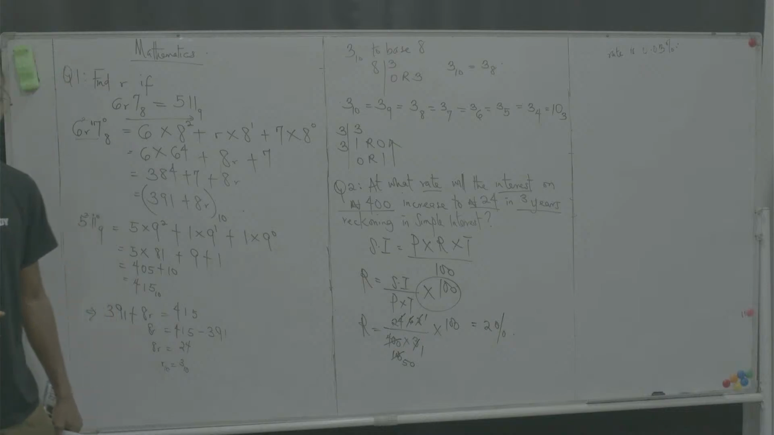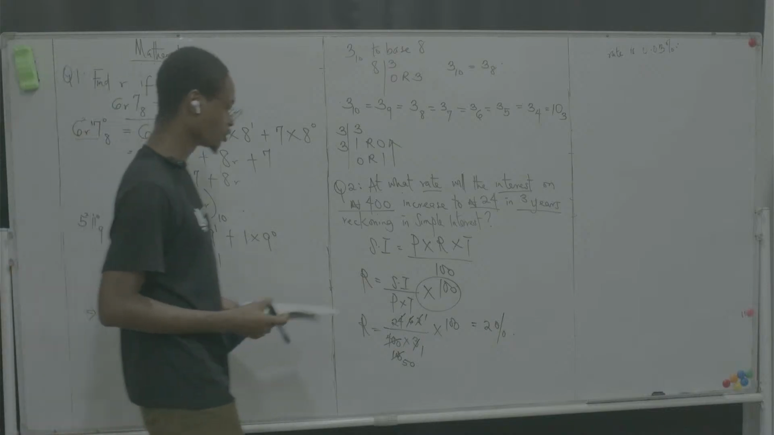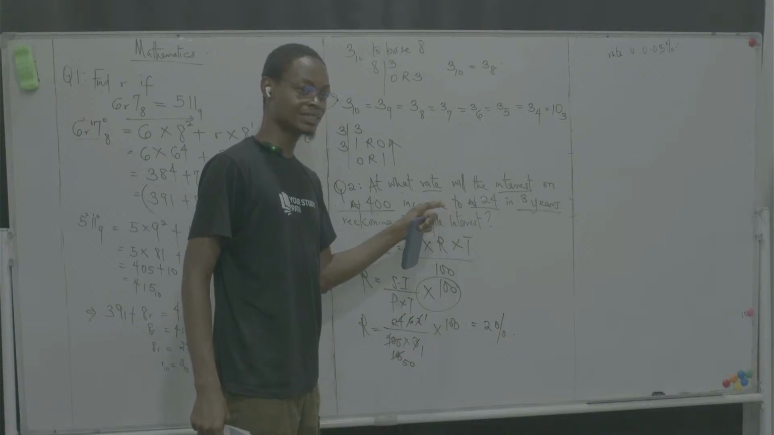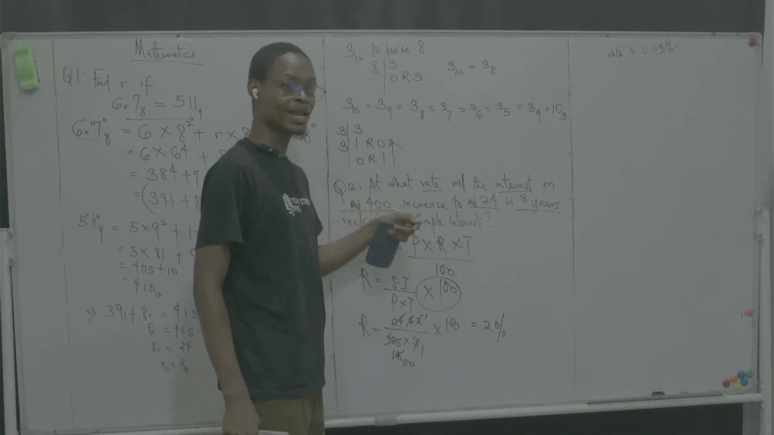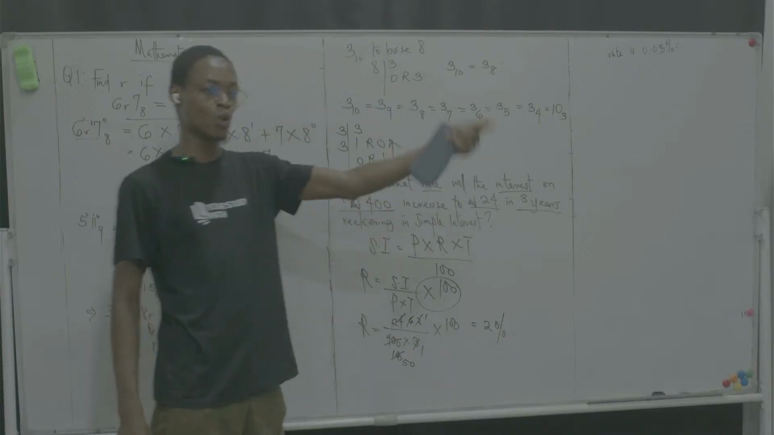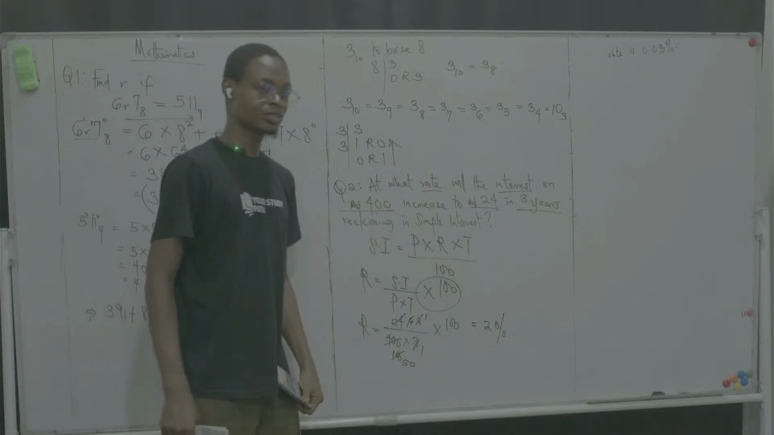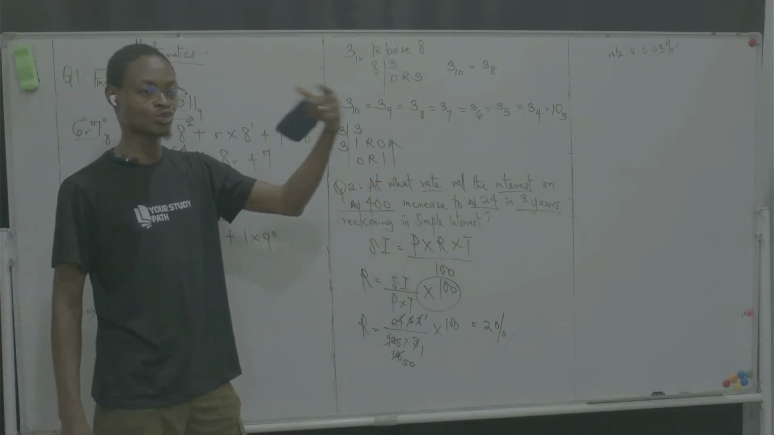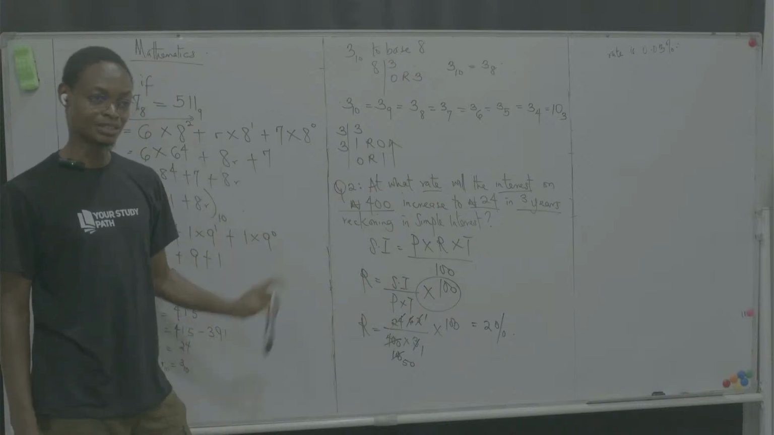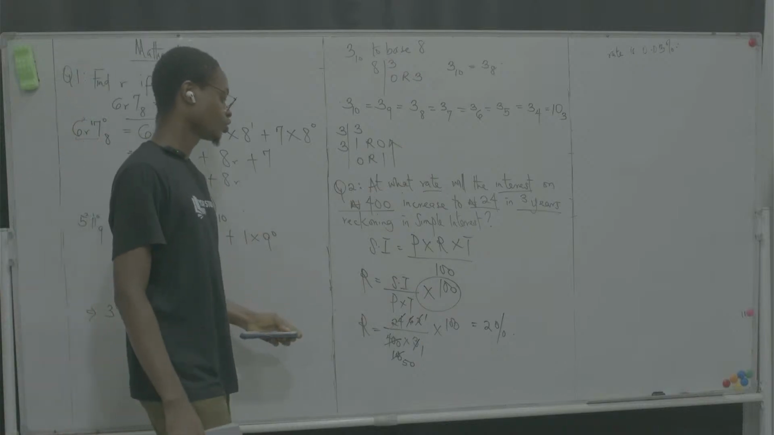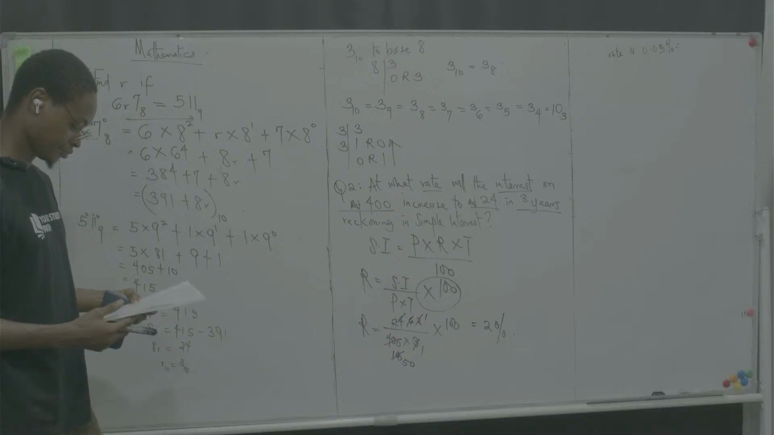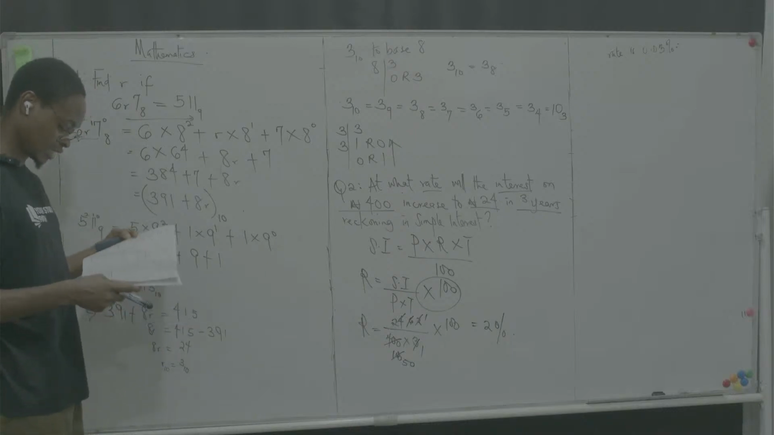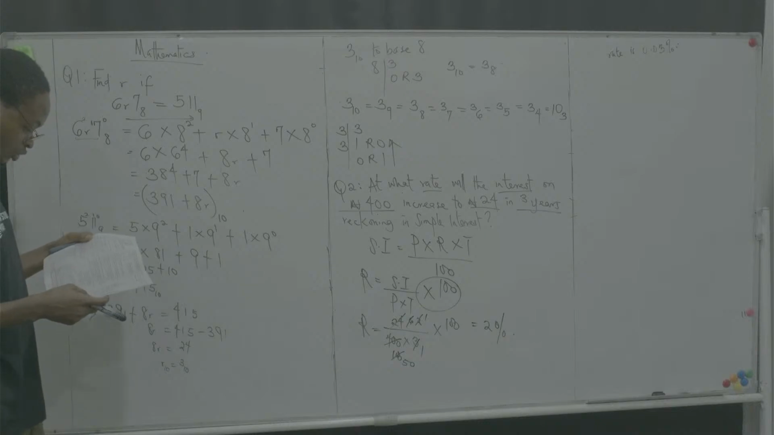Are we good? What that tells you is that at a growth of 2%, a principal of 400 naira would have added 24 naira more in 3 years. So it means that in 3 years, the total worth of the money would be 424 naira. So that is that for that. Let us pick yet another question.